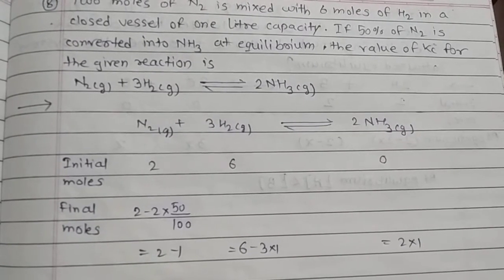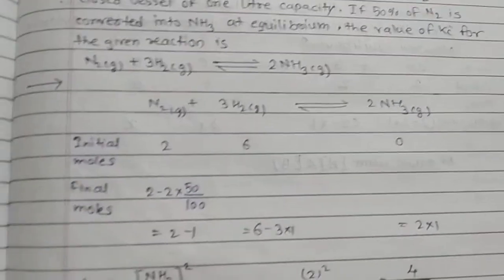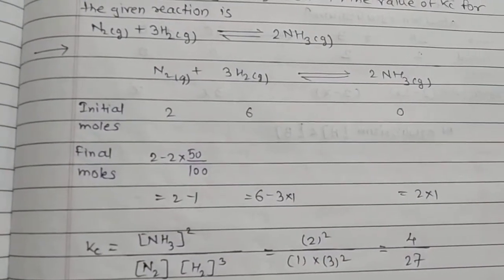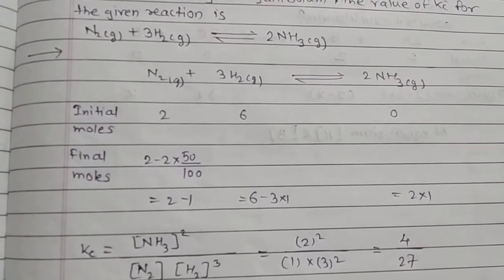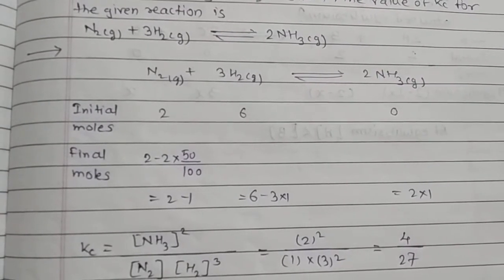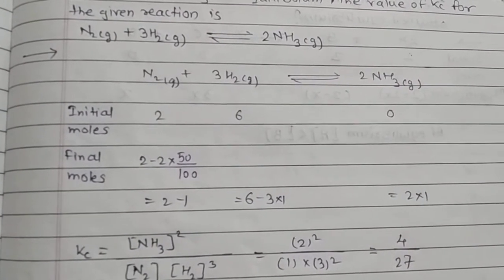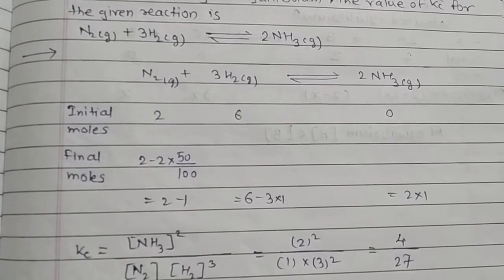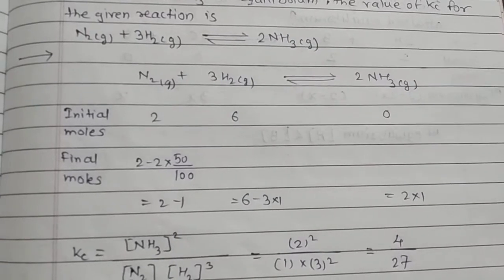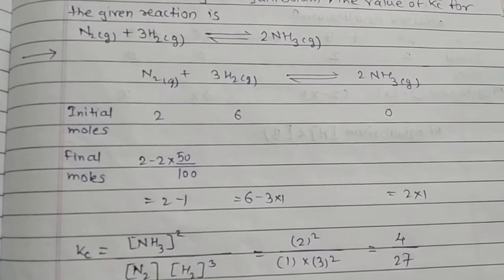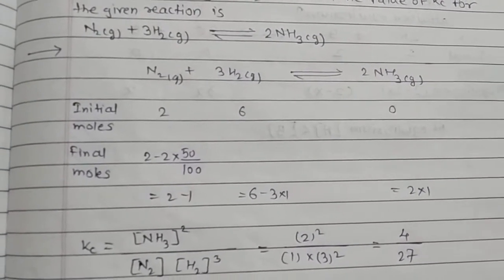And they have told that 50% of N2 is converted into ammonia. So 50% of nitrogen gets removed. So what is 50% of 2? It is 1. So 2 minus 1, and three times the amount of hydrogen will get removed. So 6 minus 3, and for ammonia it will be 2 into 1. Initially it was 0, so it will be 2 only.